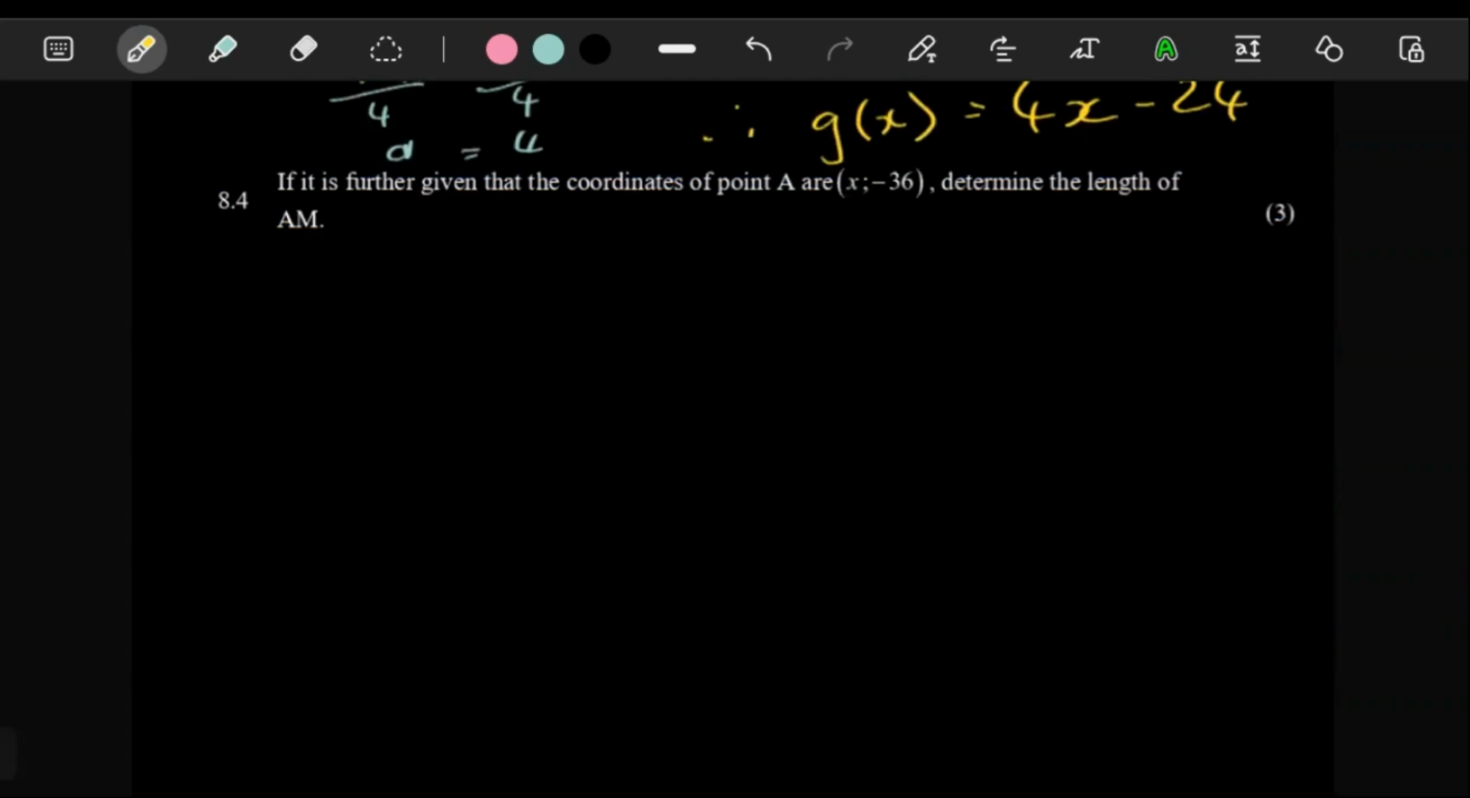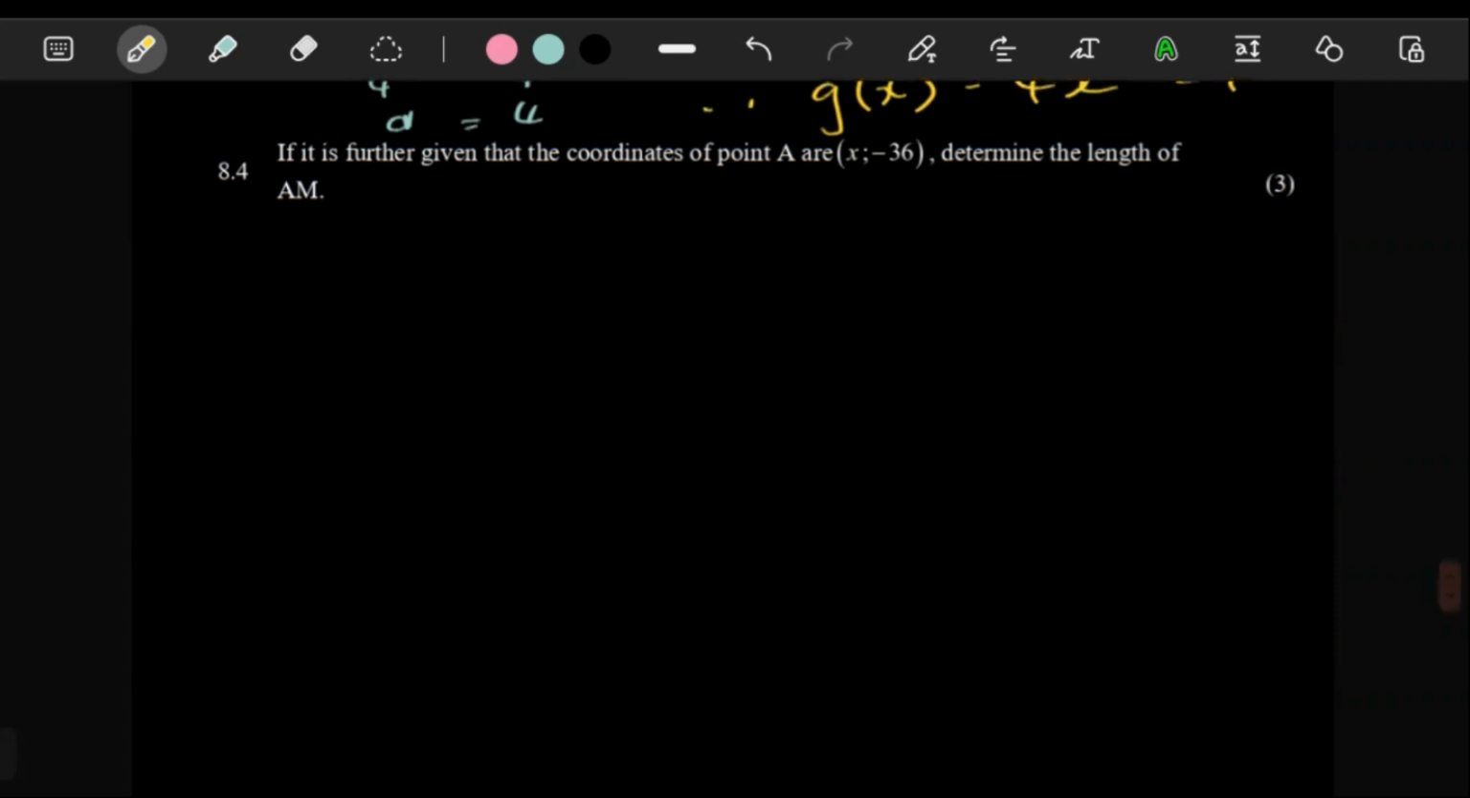Let's see, what's the next thing now? Oh yeah, it says it is further given that the coordinates, let's see, the distance. What is the question? Do you mind reading the question? Yes. If it is further given that the coordinates of A are x is negative 36, determine the length of AM.